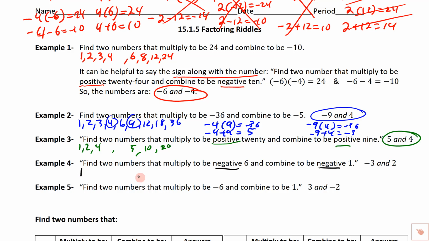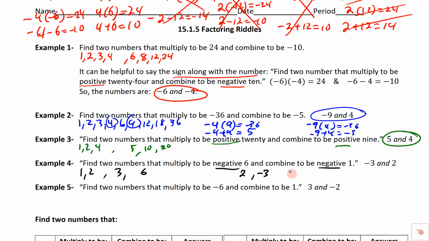So let's do 1 and 6. They would multiply to be 6, but there's no way I could combine those to be a 1. Let's try a 2 and a 3. So 2 and 3, we could get those to multiply to be 6, and they're only one apart, so we could get them to combine to be that. Now, again, a little hint here. If they multiply to be a negative and combine to be a negative, the bigger one of the two has to be negative. So if we've got 2 and 3, the bigger one's got to be negative.